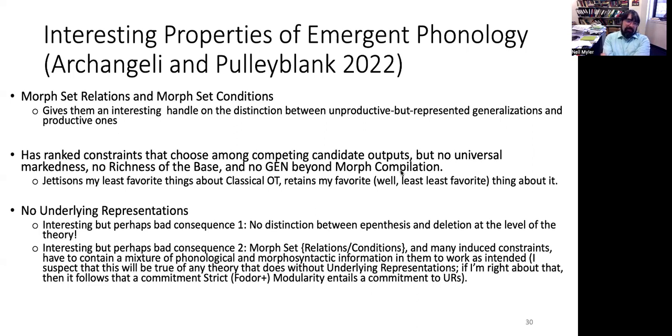Another interesting property, of course, and it's sort of its flagship property, if you like, is the fact that it has no underlying representations. It just has these morph sets. This has at least two interesting, perhaps bad consequences, but they deserve to be investigated anyway. First is that there's no distinction between epenthesis and deletion at the level of the theory, right? So any phenomenon that might be analyzed as either one of those will be translated in this model as a morph set, which exhibits a vowel zero alternation, but there's no sense in which you can build any directionality into that at the level of the theory that I can see, right?